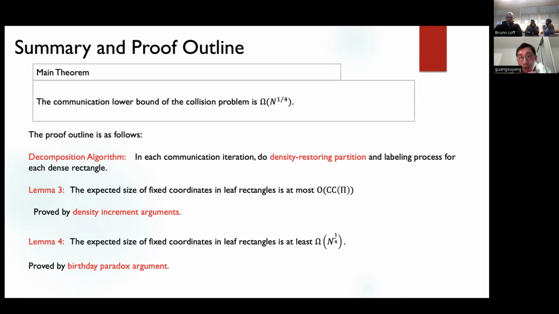I think in this part, we also use the Bauer paradox. It is used not only in the protocol but also in the lower bound proof, since the Bauer paradox is not only a lower bound but also an upper bound.